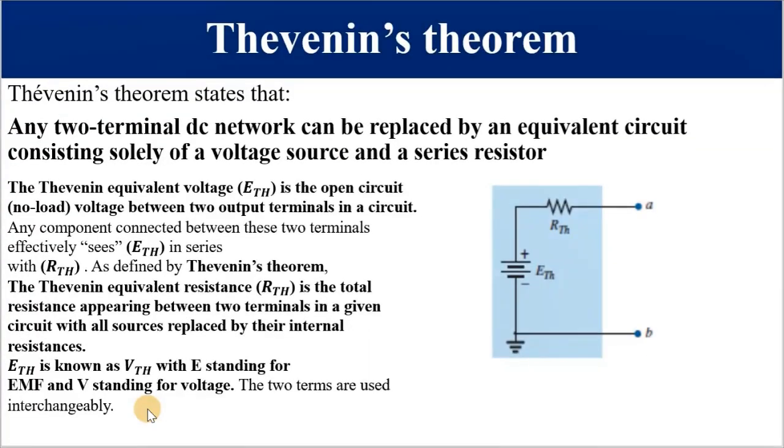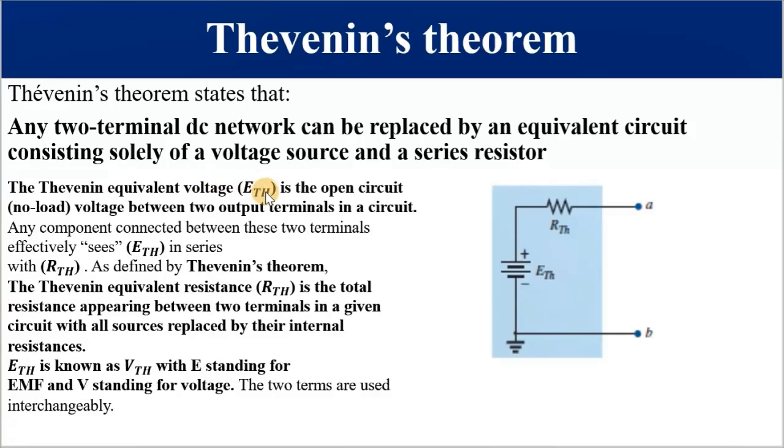We start by stating the theorem. It says any two-terminal DC network can be replaced by an equivalent circuit consisting solely of a voltage source and a series resistor. That's a simplified form of Thevenin theorem. Take note of the following. We need an equivalent voltage source, which we call V Thevenin or E Thevenin. The equivalent circuit is also made up of a series resistor, called R Thevenin. And we talk of any two-terminal DC network. Thevenin's theorem is also applied to AC networks, but in this video, we are looking at a DC network.